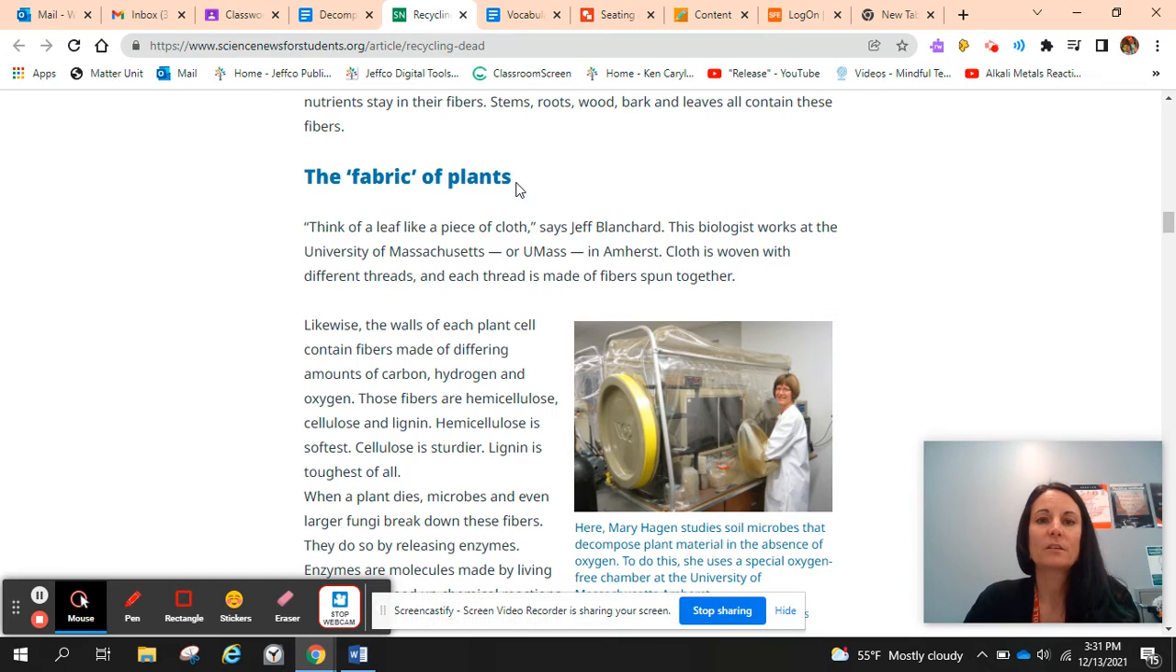All right, next heading is called the fabric of plants. Think of a leaf like a piece of cloth, says Jeff Blanchard. This biologist works at the University of Massachusetts, or UMass, in Amherst. Cloth is woven with different threads, and each thread is made of fibers spun together. So think of that like whatever you're wearing. Most of your clothes are fibers sewn together. Cotton and even synthetic materials like polyester are made to do that.